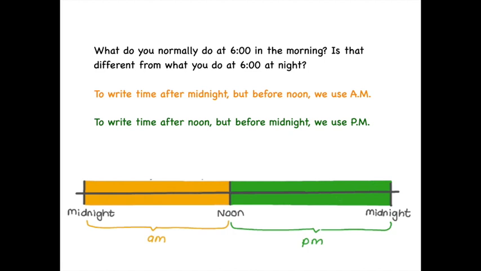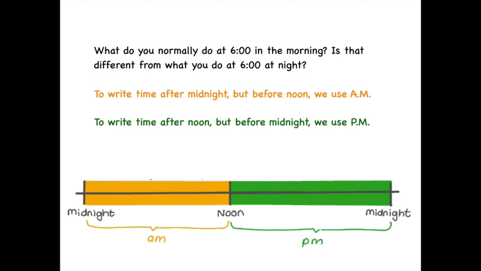So there's a huge difference between what we do in the mornings and what we do at night. So we need something to tell us, well, are you talking about the morning or the night 6 o'clock, right? Those two 6 o'clocks are very different. So we need something to tell us the difference. To write the time after midnight but before noon, we use AM.